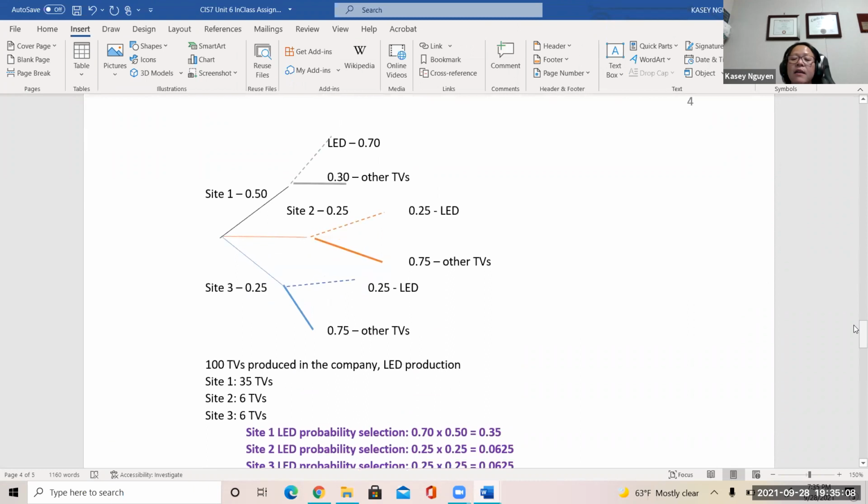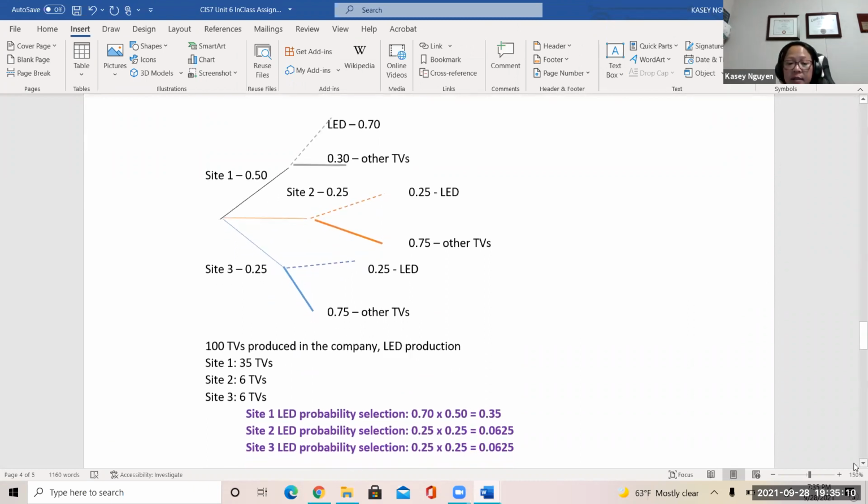Okay. So then how do you calculate that? Let's assume that they produce 100 TVs, just to make it easy. We would say that 35 of the TVs are from site 1, site 2, 6 TVs, and site 3, 6 TVs. Right? So in the calculation, how did I get 35 TVs? How did I get this?